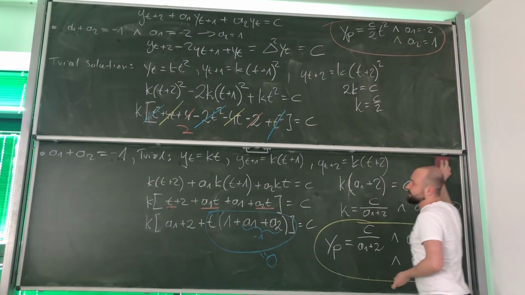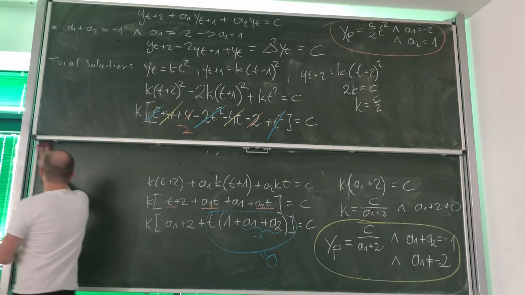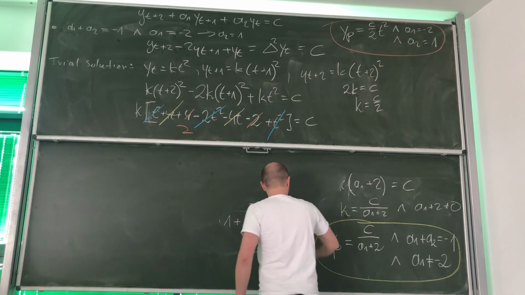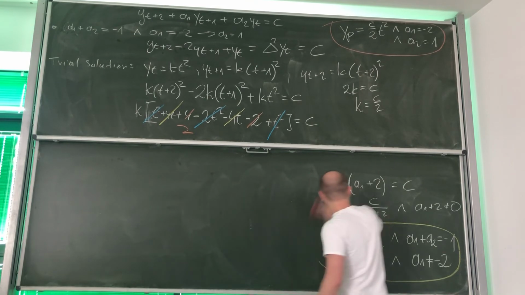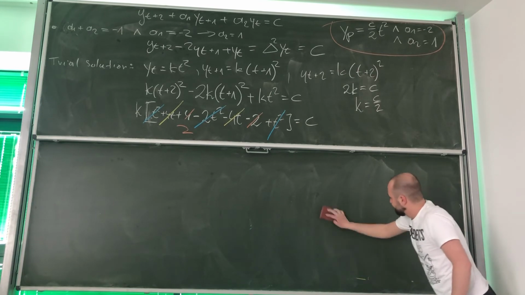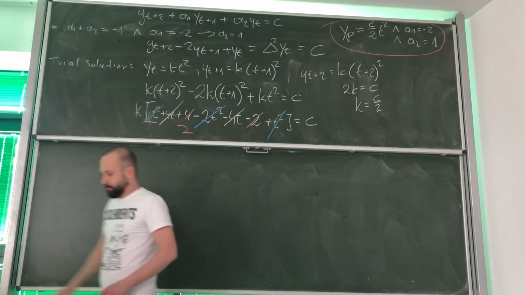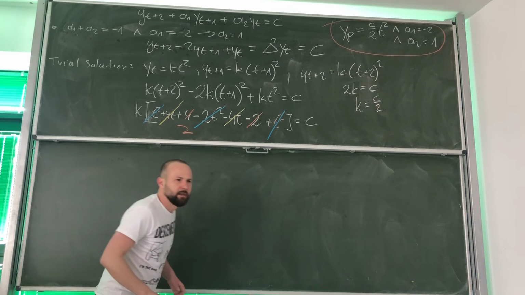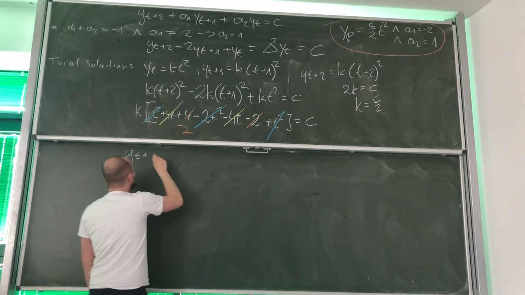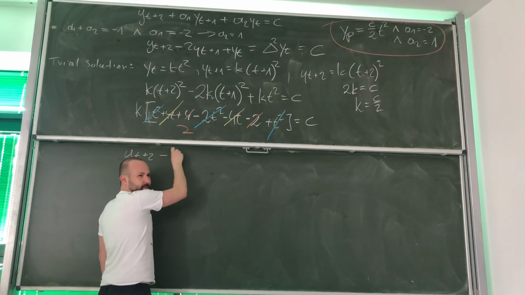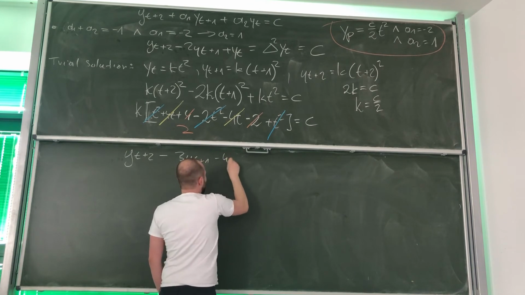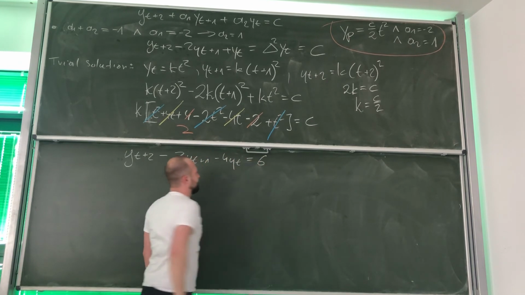Okay, so let's just say that our first difference equation, for which we are supposed to find a particular solution, is yt plus 2 minus 3yt plus 1 minus 4yt equals to 6.